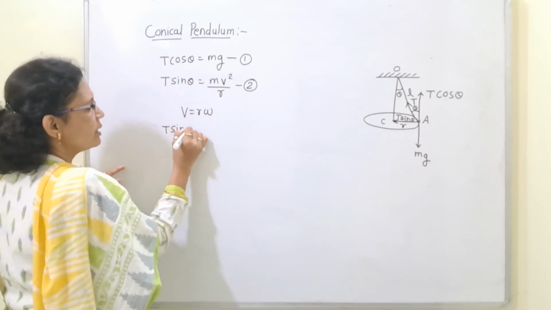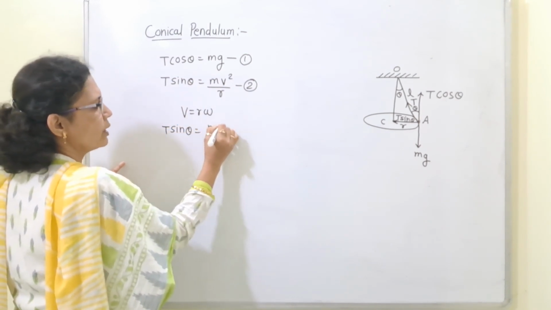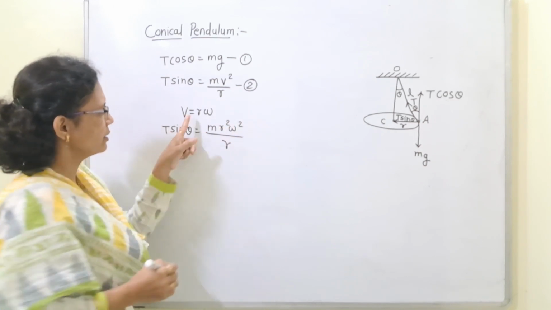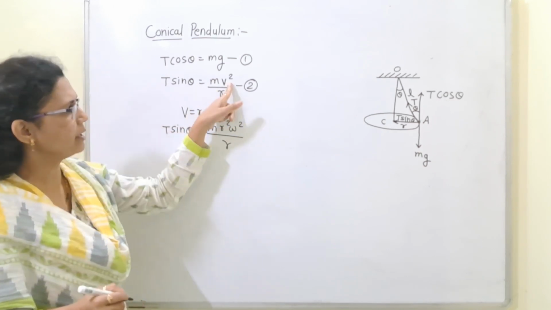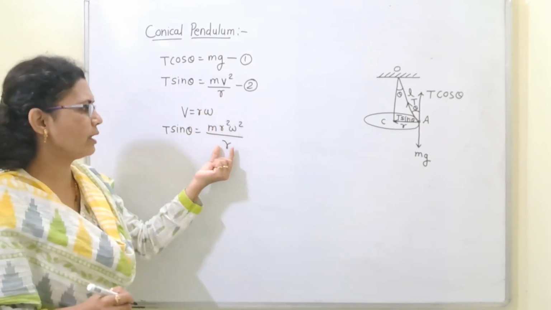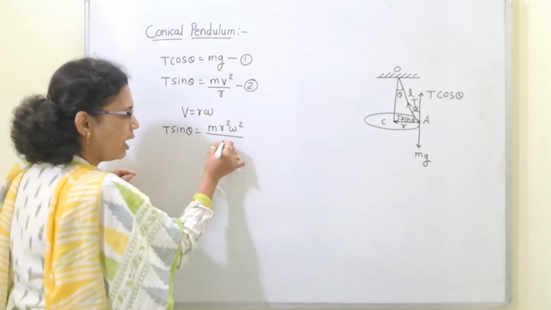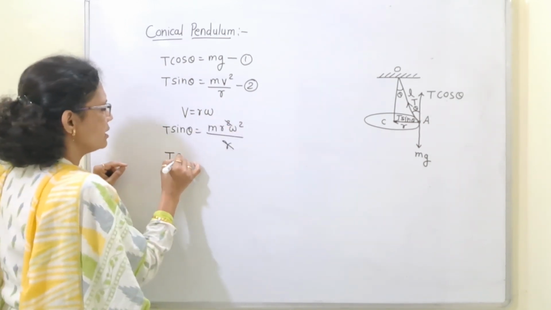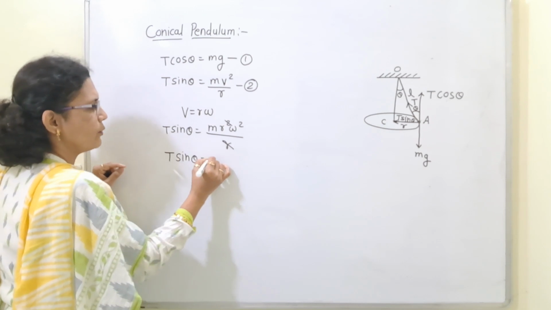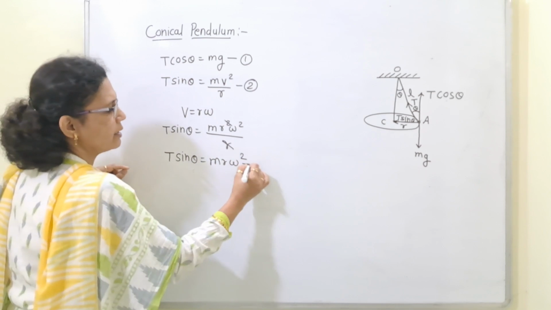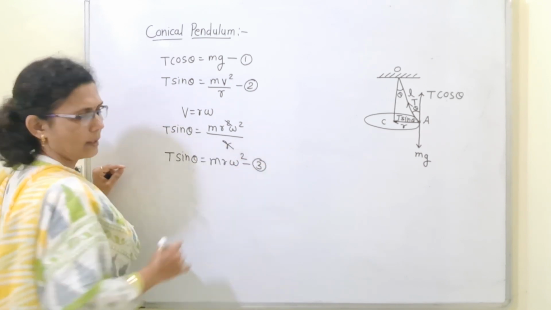I will get T sin theta is equal to m r square omega square upon r. Since v is equal to r omega, and here there is v square, therefore r square omega square upon r. One r will get cancelled. So, what will be the formula? T sin theta is equal to m r omega square. Let this be equation 3.